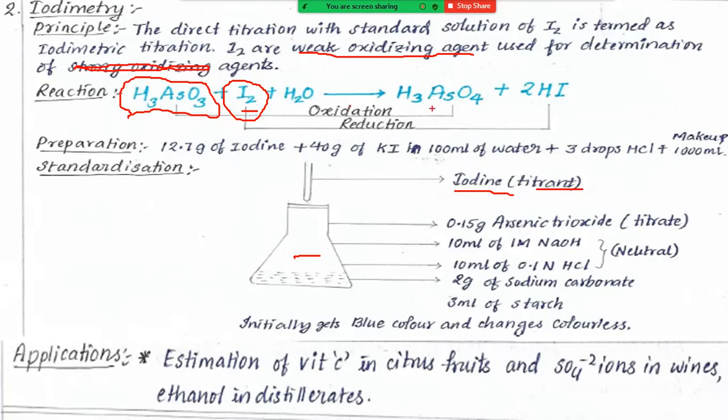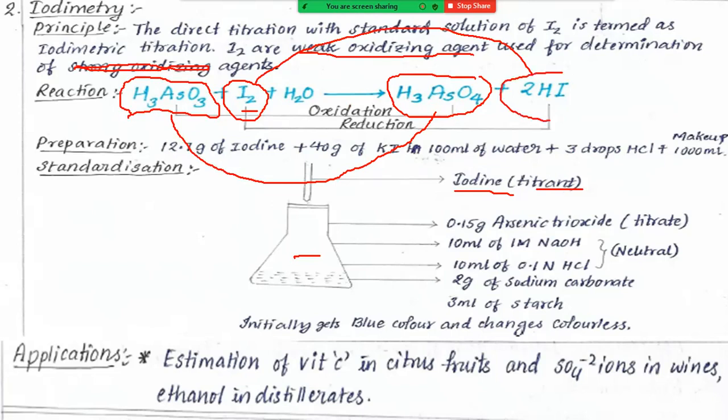So this is the reaction that occurs between iodine and arsenous acid, and arsenous acid is getting converted into arsenic acid. So this is arsenic acid, H3AsO4, and iodine is getting converted into iodide ions, right? That's why iodine is taken as the titrant solution in the burette, and arsenic trioxide is taken in the conical flask as the titrate solution.